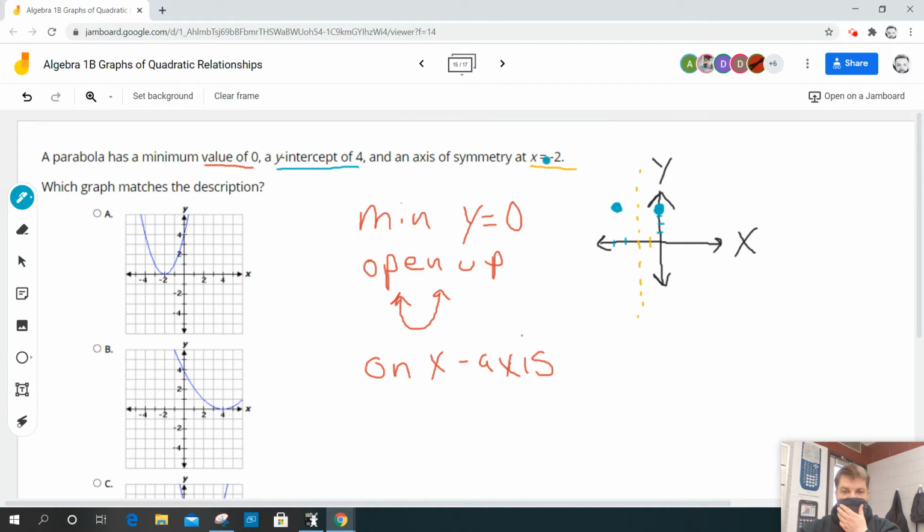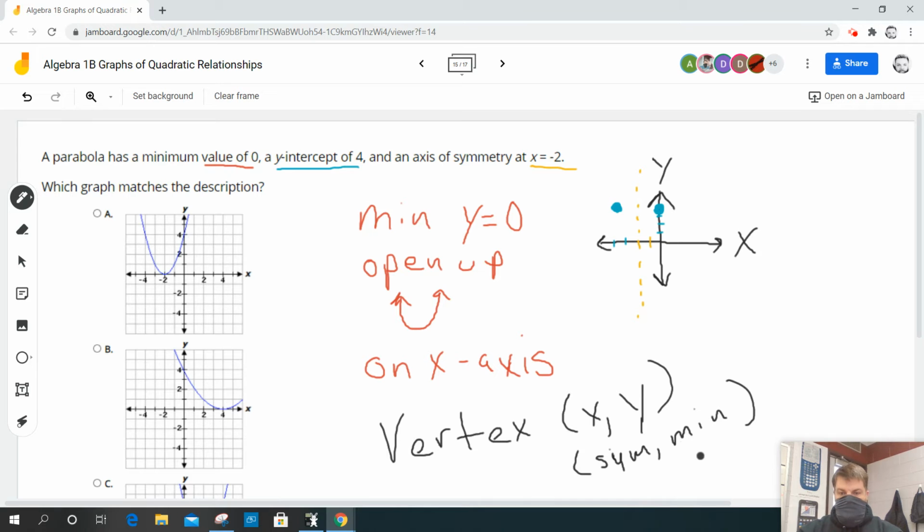Now, the line of symmetry also gives me my x value. In other words, the vertex has an x comma y value where this is the line of symmetry and then the minimum value. In this case, it would be minimum or maximum. In other words, my vertex occurs at -2, 0.